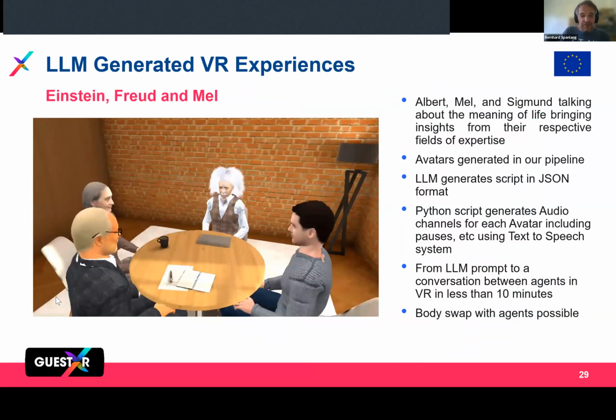Another possibility of using the AI, which I just did recently, was to use, for example, ChatGPT to generate scripts, and then to have avatars talk those scripts and perform. So here's an example where Albert Einstein and Sigmund Freud have a conversation, and it also illustrates the possibility to body swap and change hearing.